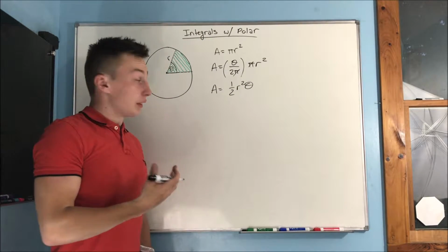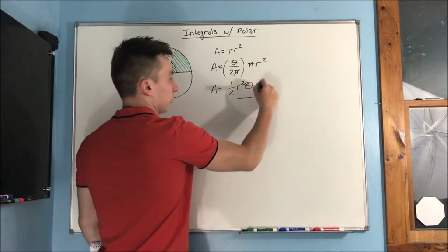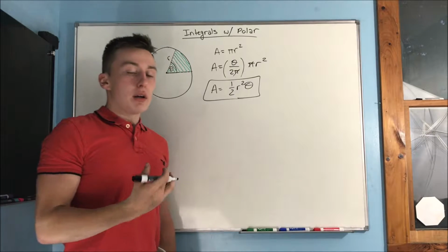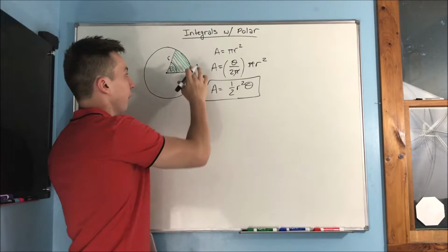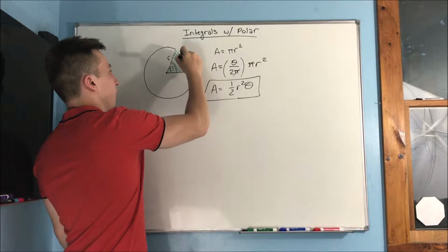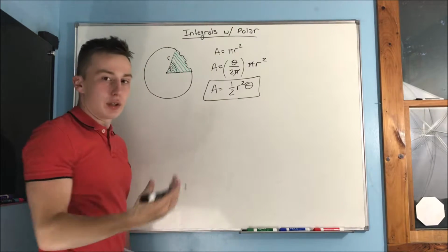And that's basically it. That is how you use polar to find the area of a circle. But what if it's not circular? What if you have this curve here, kind of squiggly, maybe just anything but perfectly circular?